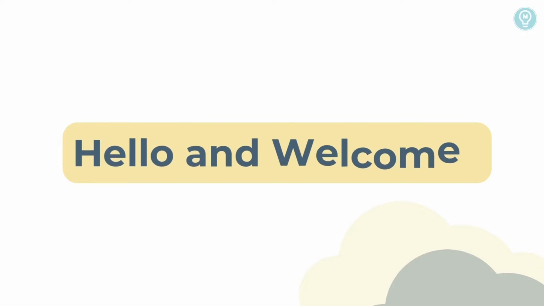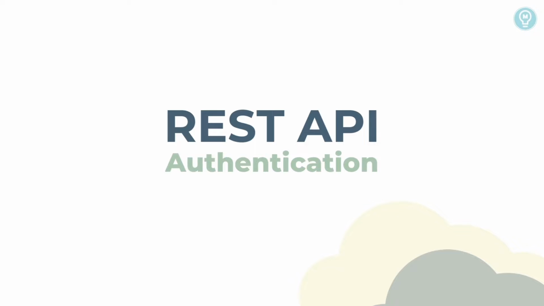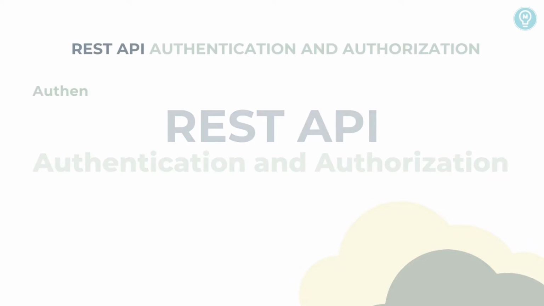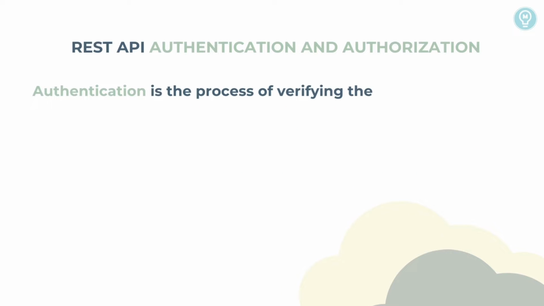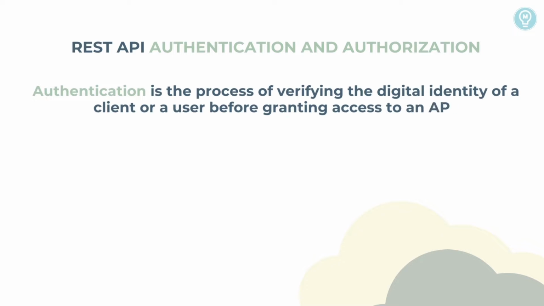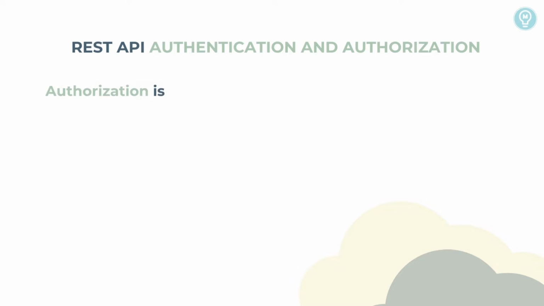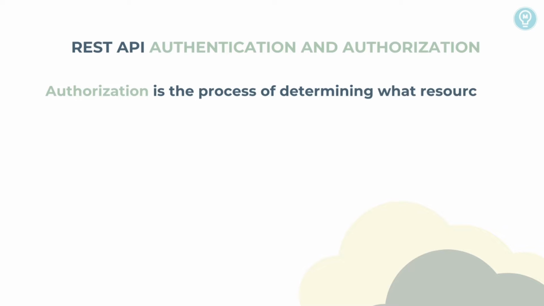Hello and welcome. In this video, we're going to learn about REST API, authentication, and authorization. Authentication is the process of verifying the digital identity of a client or a user before granting access to an API. Authorization is the process of determining what resources a client or a user can access.